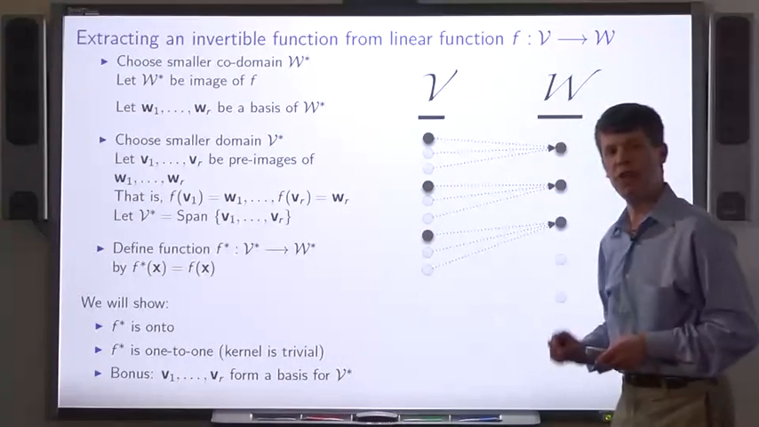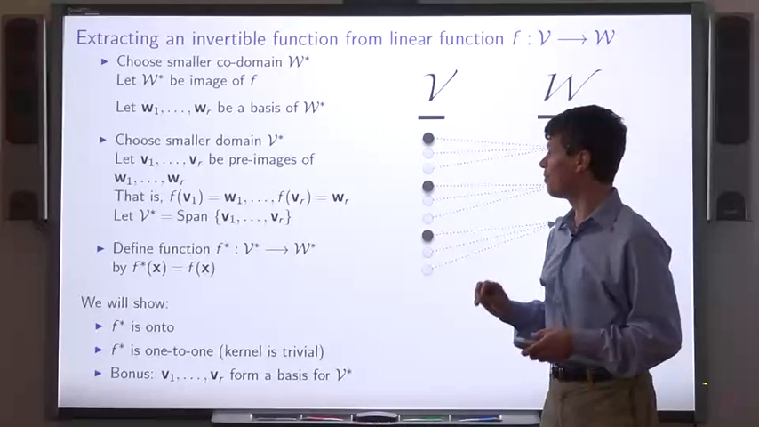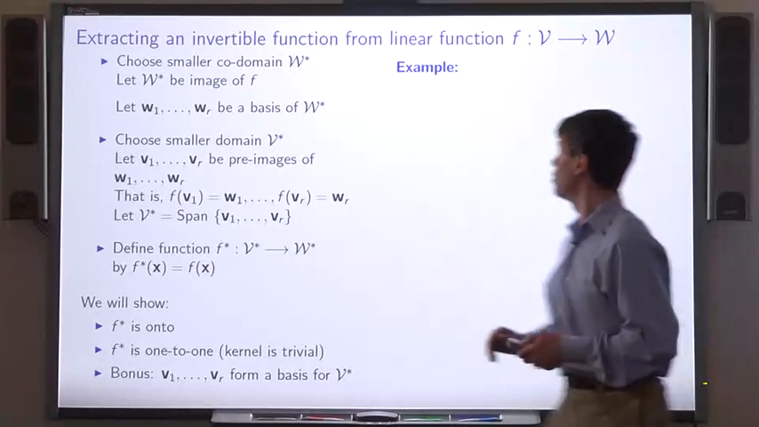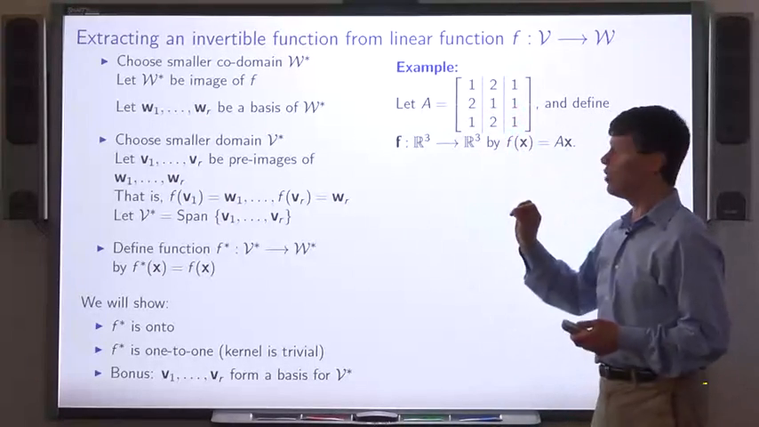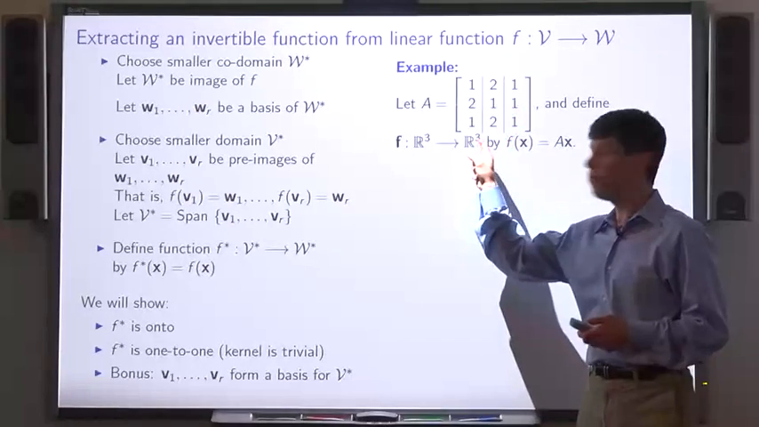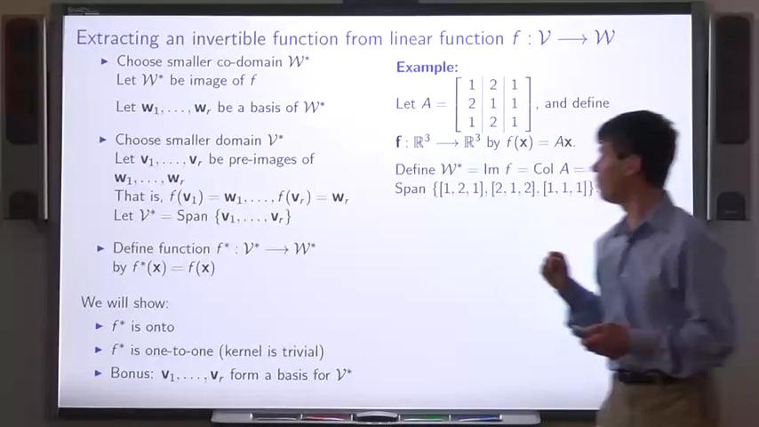We've shown how to extract an invertible linear function from the linear function f. Let's see an example of this construction. Let A be this matrix, and let's define the function f from R3 to R3 by the rule f of x equals A times x.